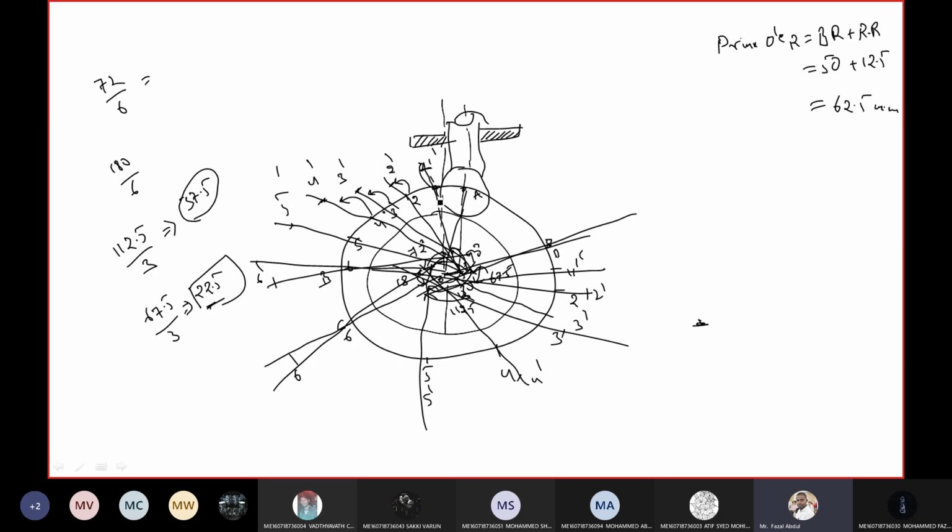After drawing that, denoting the points, join all the points with free hand. Join all the points with free hand like this.